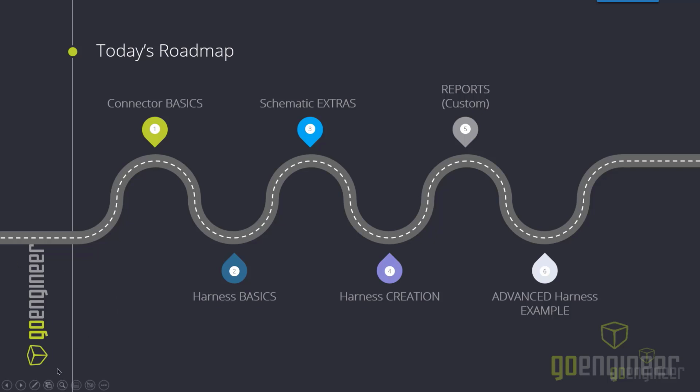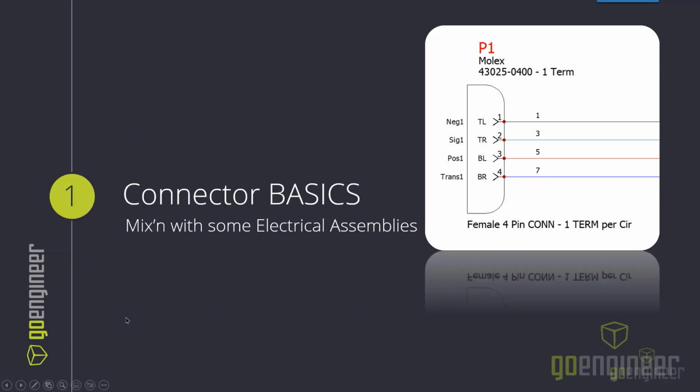So, connector basics. One of the big things to point out, a difference between Electrical Schematics Professional and Electrical Schematic Standard, is there is what I call a wizard, but it's essentially a dynamic way of creating connectors, or a connector. No, I can't not call it a wizard, because that's what it is.